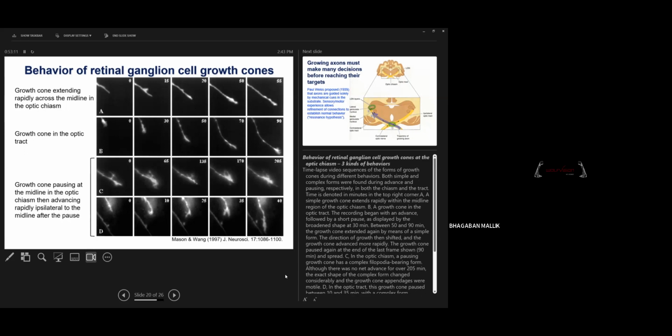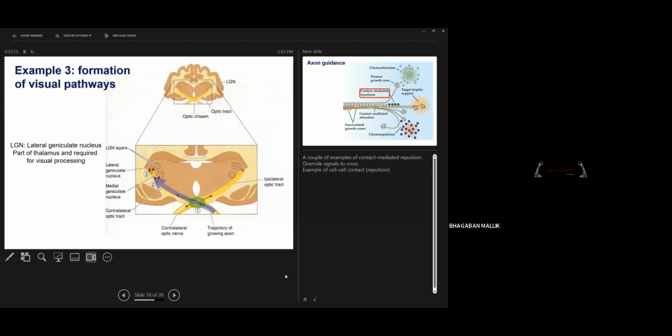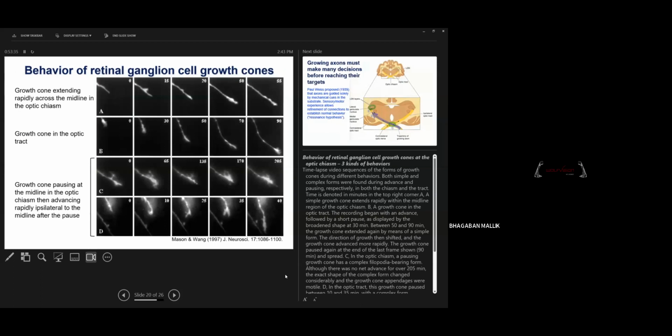But sometimes, like here in this slide I talked about, it will decide where it will go, and whether it will go in that direction or this direction, depending upon the expression of chemicals. So here, if it gets a repulsive signal in this region, it will not extend its axon to this region. It will extend its axon to this region. This is called the ipsilateral optic tract. So this is something highlighted here.